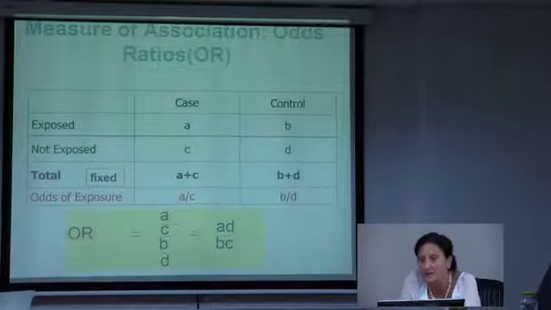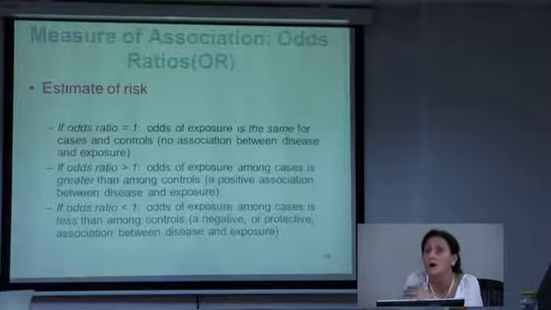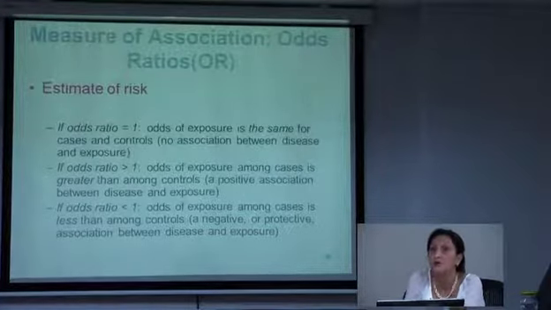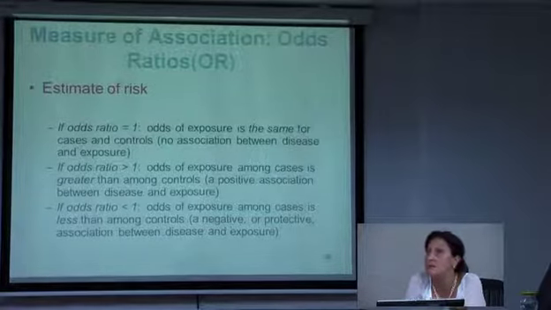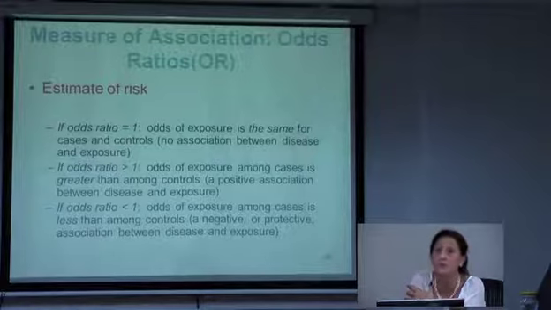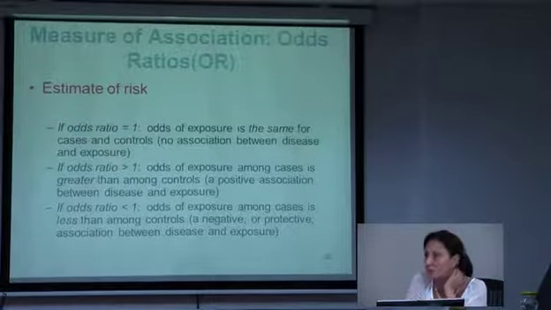Am I making myself clear? Okay. So how do I interpret the odds ratio? If my odds ratio is equal to 1, this means that the odds of exposure in the cases is the same as the odds of exposure in the controls. It means that I have no association between disease and exposure.